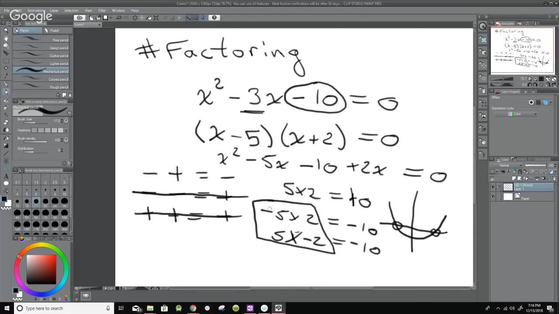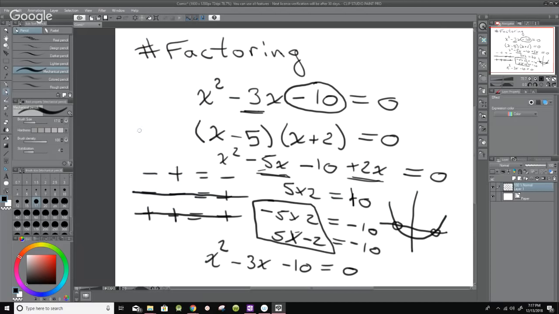So if I clean that up, I'll write it here at the bottom. I have the x squared, negative 5x plus, so if I take my negative 5x and combine it with my positive 2x, I end up with negative 3x. And then the negative 10 remains, it doesn't go anywhere, equals 0. So that's the way to check that we got it right. So based on that, what that tells me is that these are the two factors that would solve the equation.